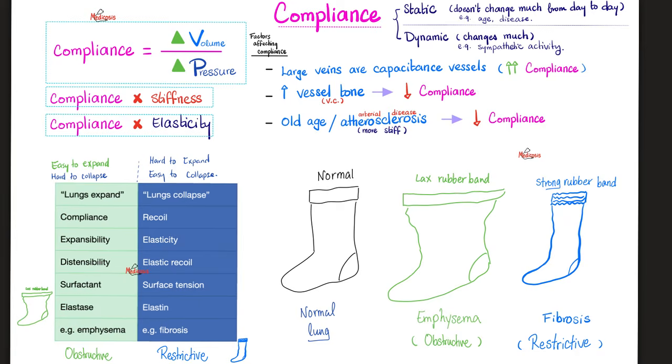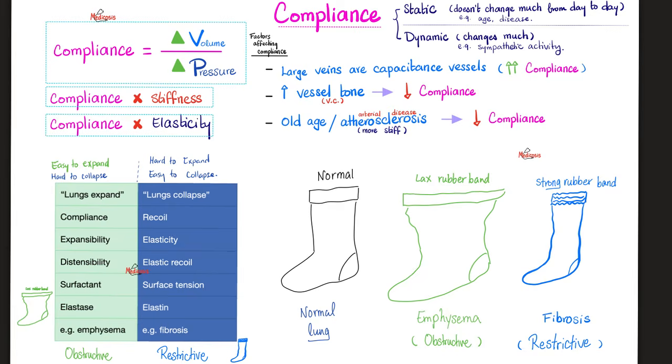As I get older, or as I develop worse atherosclerosis, my arteries get more stiff, i.e., harder to expand. So compliance drops. What's the difference between static versus dynamic compliance? Just ask yourself, is the factor changing from day to day, or does it take way longer than that? If it's changing day to day, this is dynamic, such as the degree of sympathetic activity. Today in the morning I can have a certain sympathetic activity, and then in the next minute it changes, goes up or down, so that's dynamic.